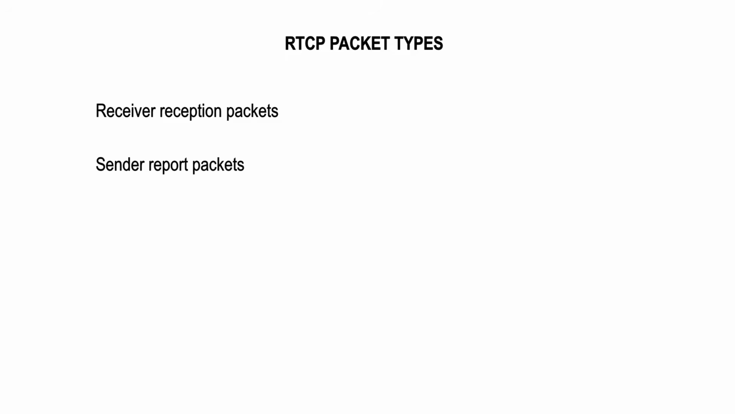Sender report packets. For each RTP stream that a sender is transmitting, the sender creates and transmits RTCP sender report packets. These packets include information about the RTP stream, including the SSRC of the RTP stream, the timestamp and wall clock time of the most recently generated RTP packet in the stream, the number of packets sent in the stream, the number of bytes sent in the stream.